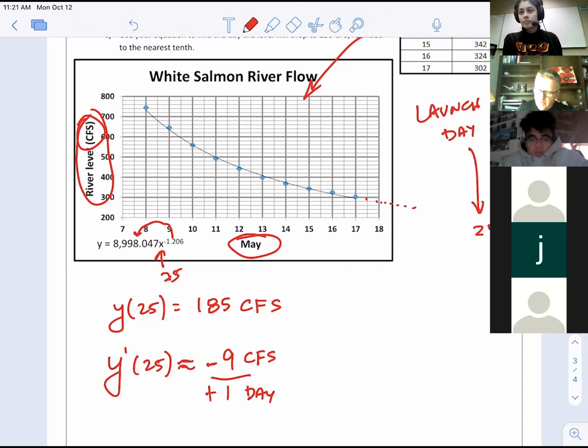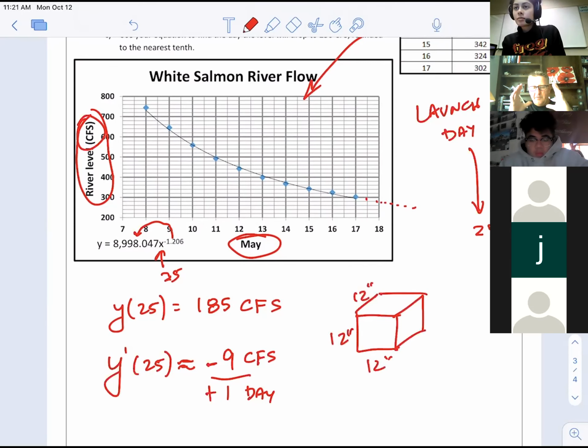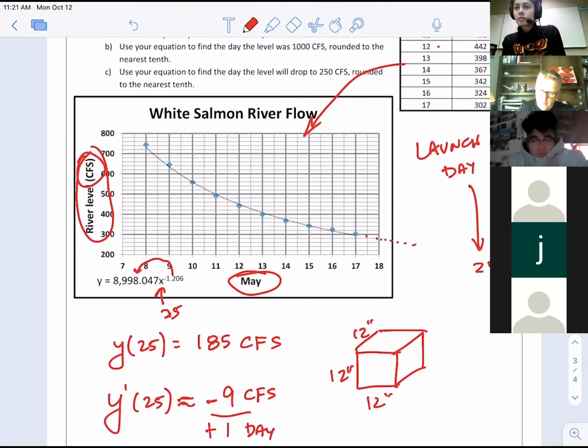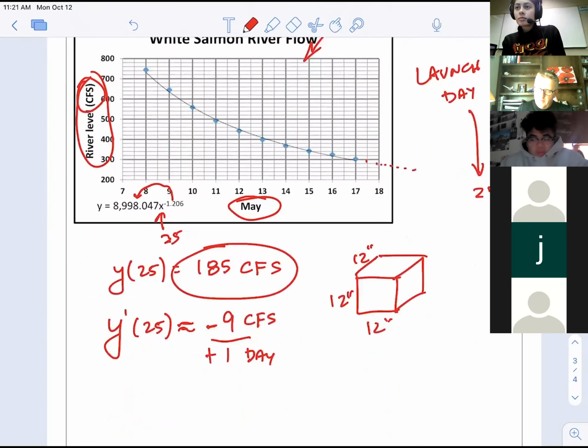Just quickly so you understand it, and then I'll shut up. A cubic foot per second. There's a cubic foot, 12 inches by 12 inches by 12 inches. Cubic feet per second means, so let's see, we found it up here, 185 cubic feet per second. That means 185 blocks of water that size passed by you in 1 second. That's how river flow is measured. It's a volume of cubes in 1 second.